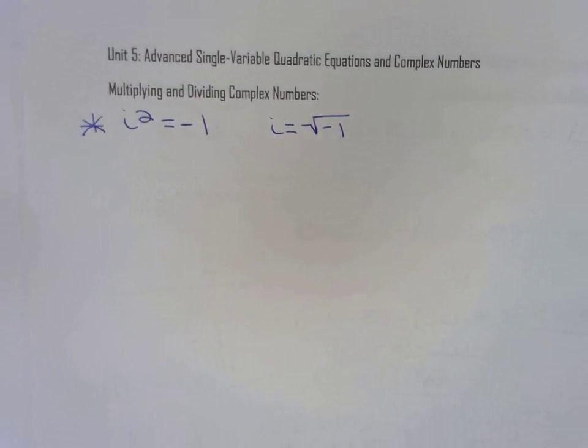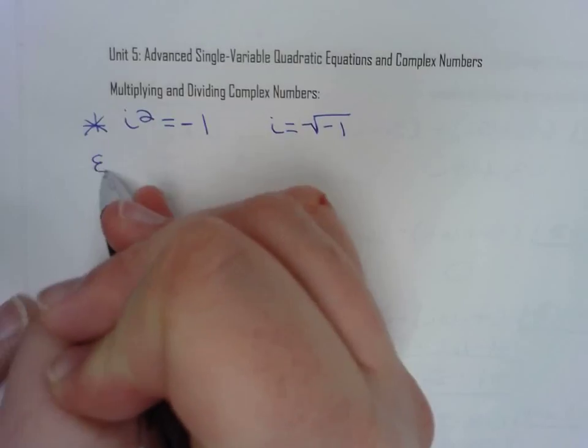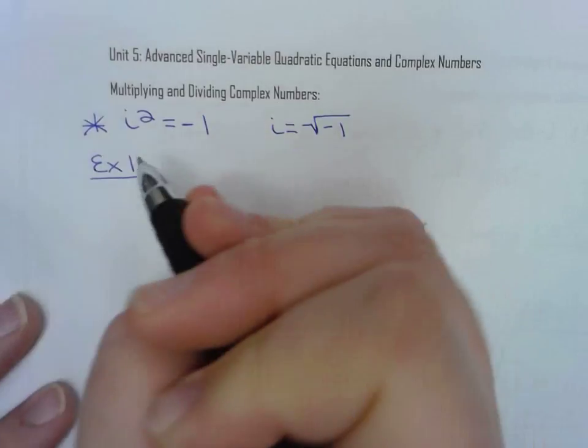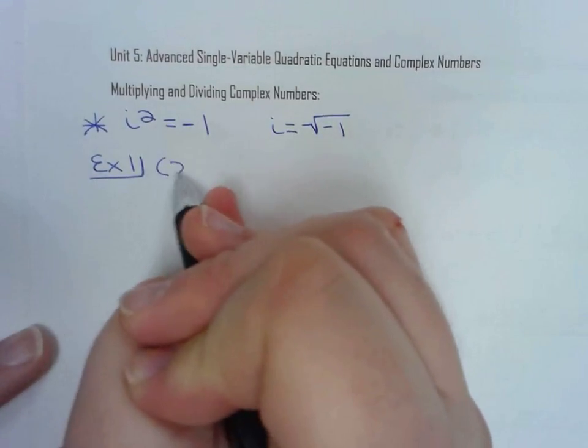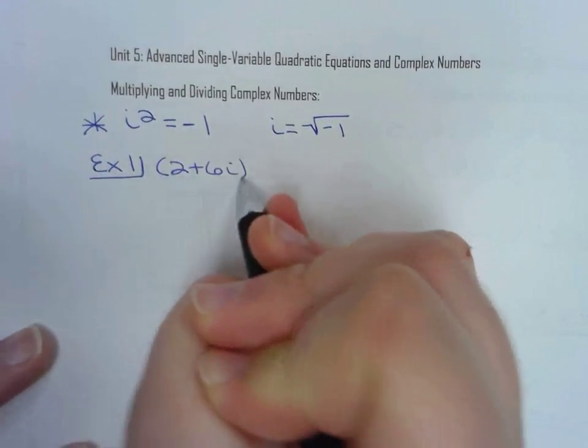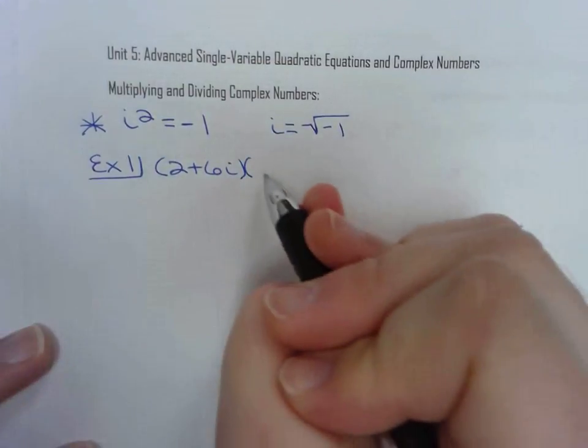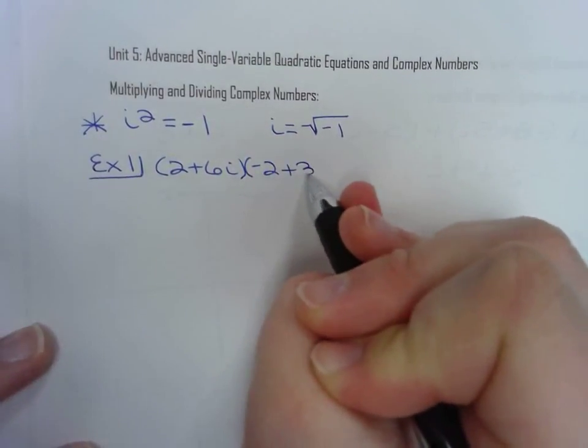Okay? So anytime, the only difference, you're going to multiply, distribute, FOIL like normal. The only difference is if you get an i squared, you have to turn it into a negative 1. Okay? So if I look at one like this, let's look at this one. I have 2 plus 6i times negative 2 plus 3i.